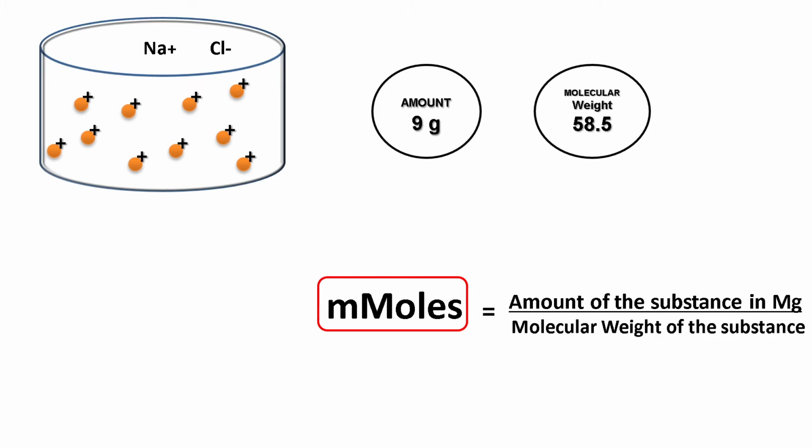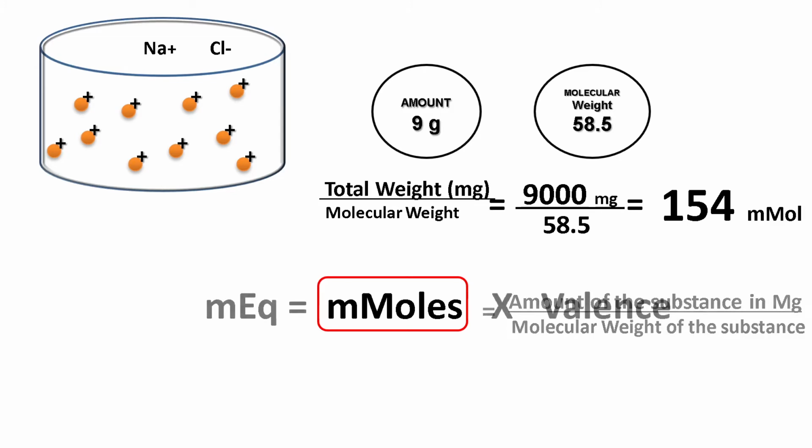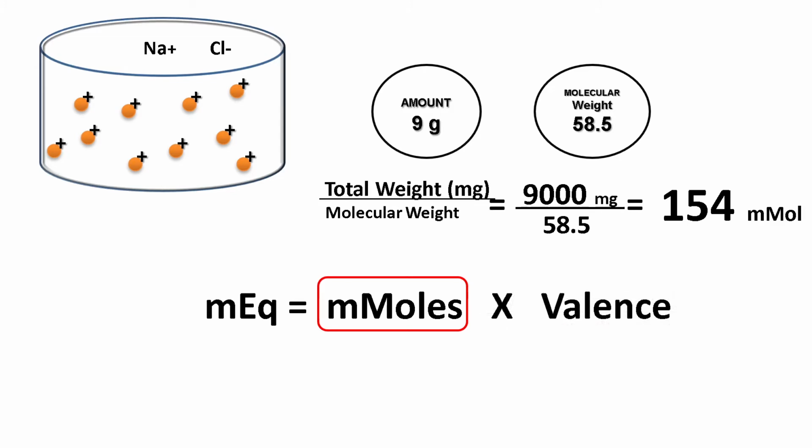So now we use the millimole equation, which is total weight in milligram divided by the molecular weight in milligram. So total weight is 9,000 milligram. We have converted 9 grams to 9,000 milligram here, divided by the molecular weight 58.5. And the answer is 154 millimoles. So it means 9 grams of sodium chloride is equal to 154 millimoles.